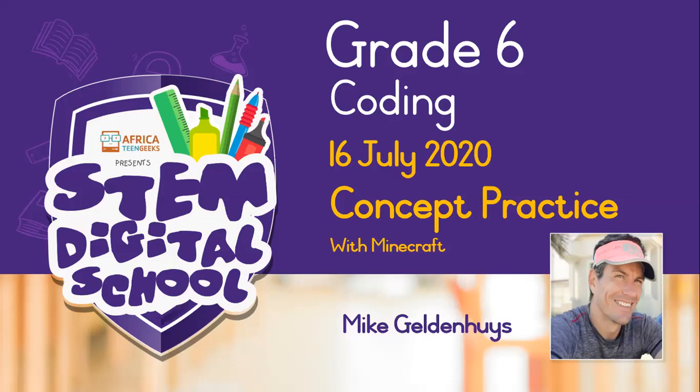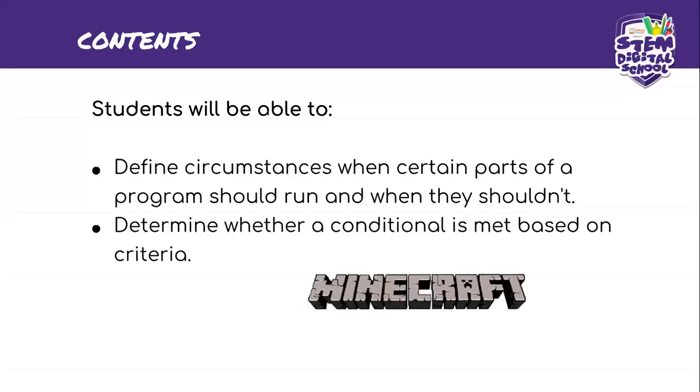Our objectives for today, if we just look here, are to define circumstances when certain parts of a program should run and when they shouldn't. When we look at a code and we break it down, we put bits by bits together to complete our goals, and then also determine whether a condition is met based on criteria.